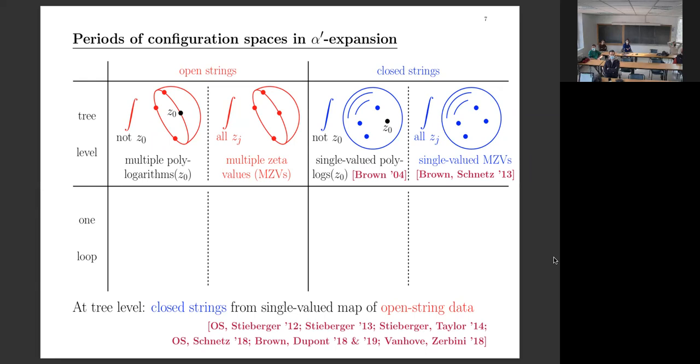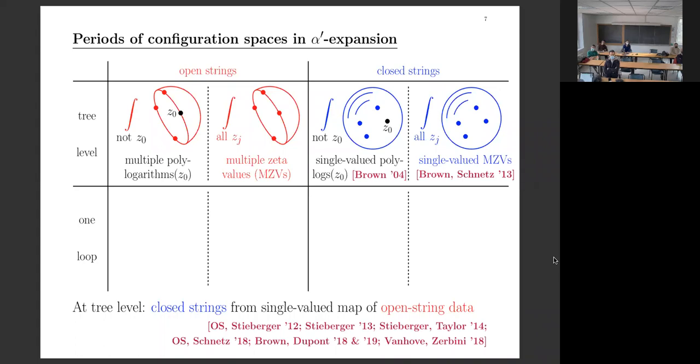And one of the nice stories that already becomes apparent at tree level: you can get closed string results for free. If you have already expanded your open string amplitudes, if you have all the multiple zeta values in front of you, then there is a formal operation called the single valued map that immediately gives you the closed string result using open strings as an input. So this smells a little bit like KLT, Kawai-Lewellen-Tye, but it is strongly refined in the sense that the single valued map knows about all the cancellations that are camouflaged by the Kawai-Lewellen-Tye formula.